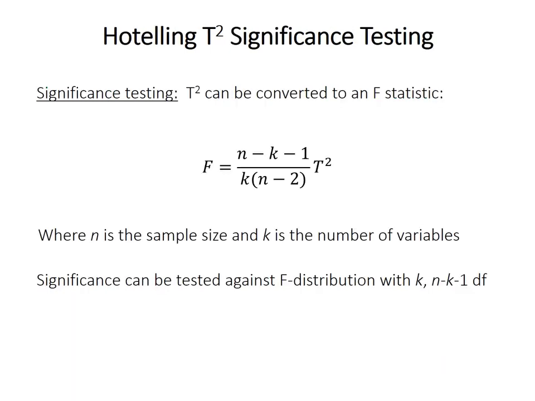The significance of the t-squared is assessed by converting it to an F statistic using this formula here. In the formula, n is the total sample size, the total number of observations from all samples, and k is the number of variables. We then test this F value against the F distribution with k and n minus k minus 1 degrees of freedom. You've seen F distributions before with ANOVA, with the F test itself, with a variety of tests. It's a common statistical distribution that we use to determine what the expected values are under the null hypothesis.